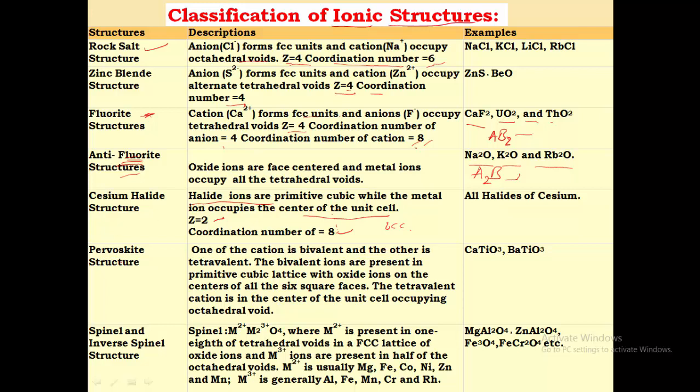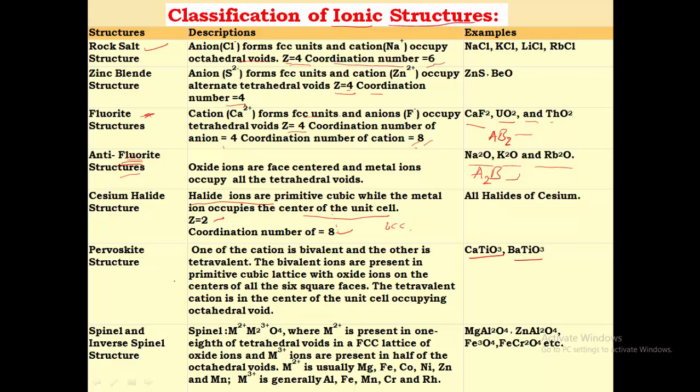Next, perovskite structure. One of the cations is bivalent and the other is tetravalent. The bivalent ions are present in a primitive cubic lattice with oxide ions at the center of all the 6 square faces. The tetravalent cation is in the center of the unit cell occupying the octahedral void. Examples are calcium titanium oxide, barium titanium oxide.